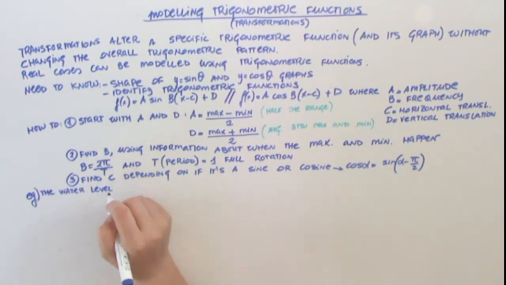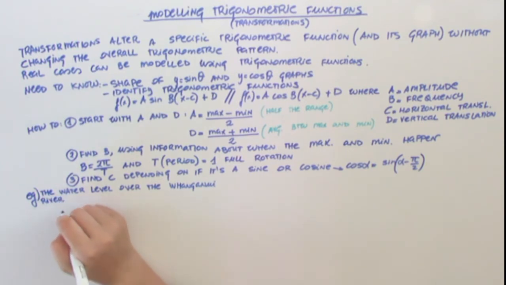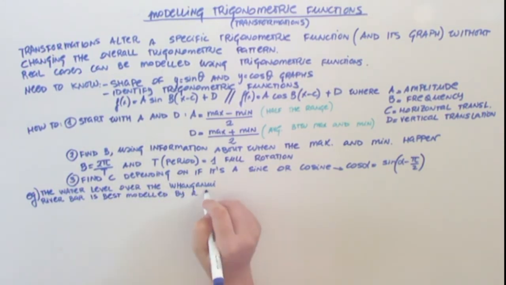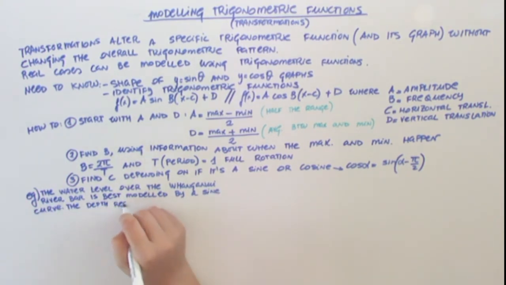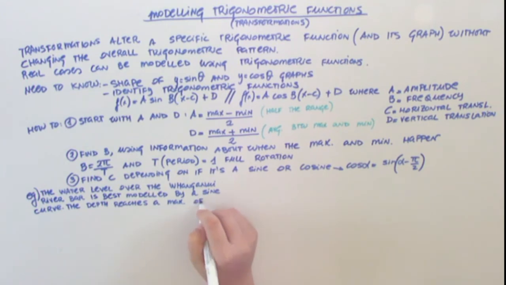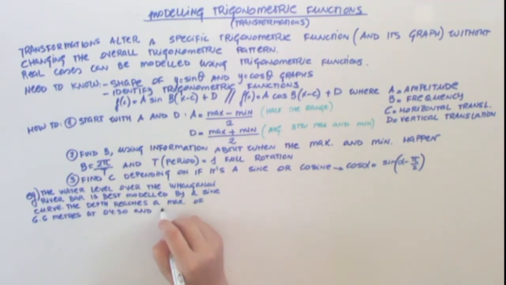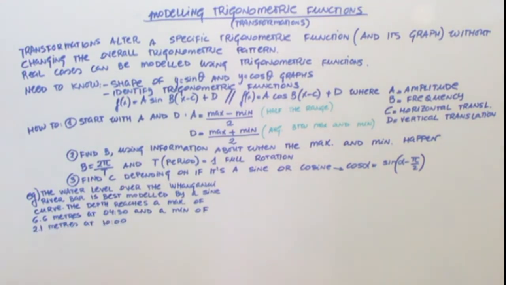Let's see this in an example. Here they tell me that the water level over the Wanganui River follows a sine curve, and I know when the depth is maximum and how much, and when it's a minimum. So I've got all the information I need to actually find a function that models that case.